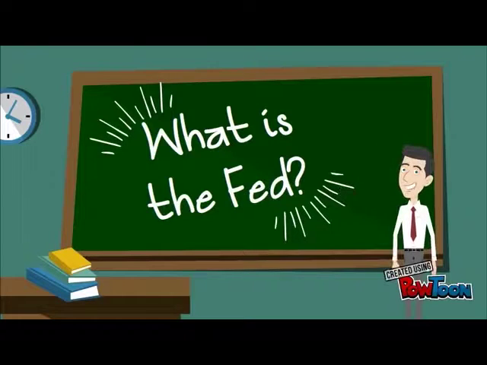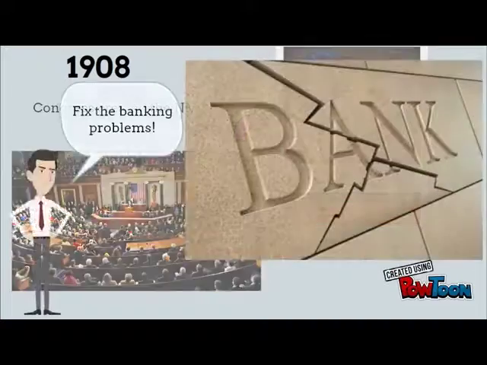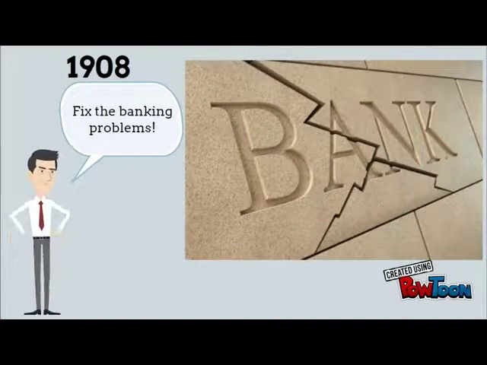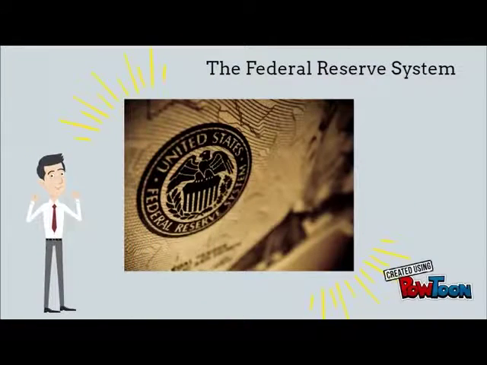So what is the Fed? In 1908, Congress created the National Monetary Commission to propose solutions to the nation's banking problems. In 1913, Congress passed the Federal Reserve Act on the recommendation of the NMC. The act resulted in the Federal Reserve System, often known as the Fed.